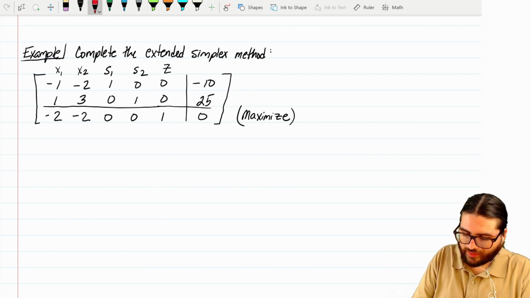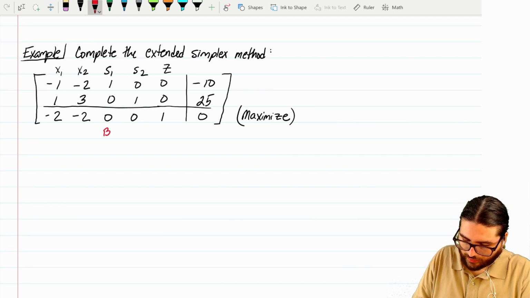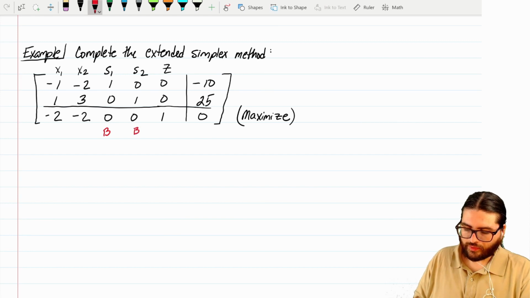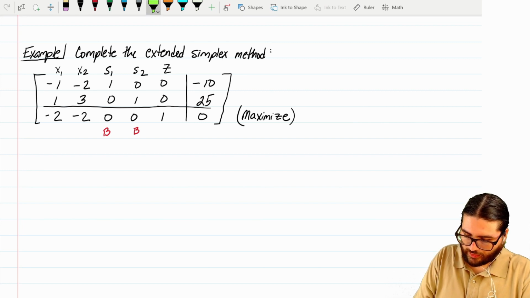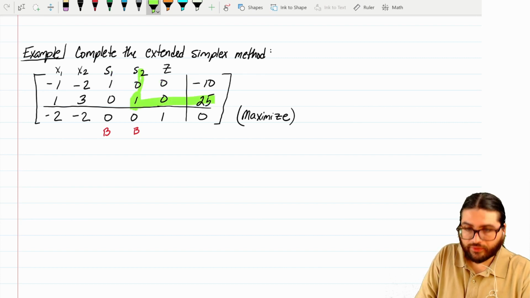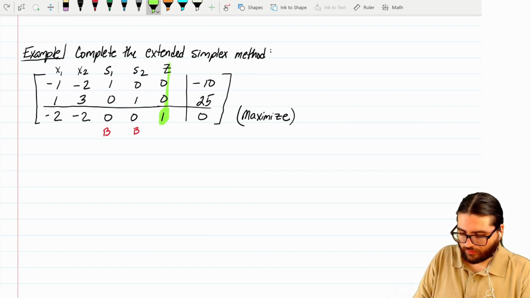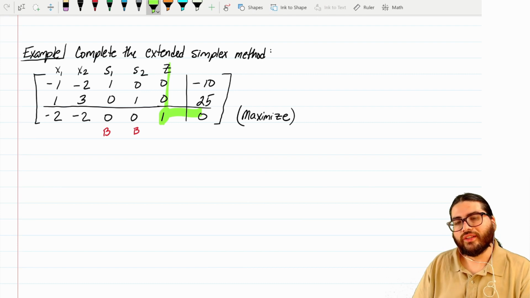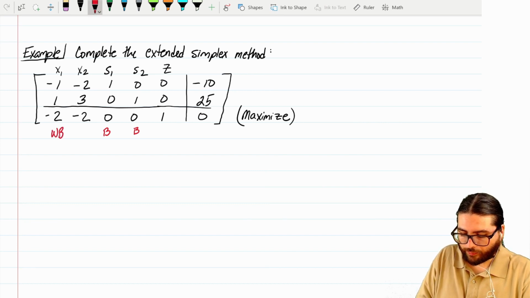But notice how in this matrix, when I first look at it, my basic variables are S1 and S2. S1 equals -10, and S2 equals 25. And Z is always a basic variable. I never say that out loud, but it always is. Right now it's 0. X1 and X2 are non-basic variables right now, and so they are 0.